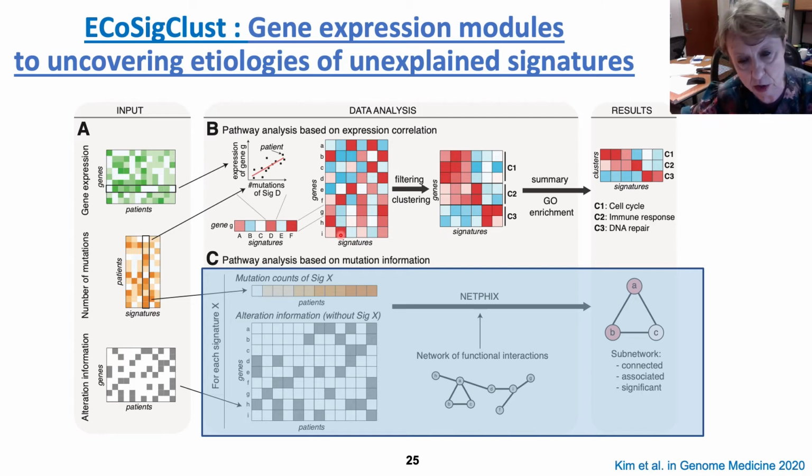Most of the genes will not have really significant correlation with any of the signatures, so we filter them out, leaving only those genes which have a statistically significant correlation with at least one signature. We then cluster those signature vectors, and finally, for each coherent cluster of correlations, we analyze the genes that are in a given cluster through, say, GO enrichment analysis.